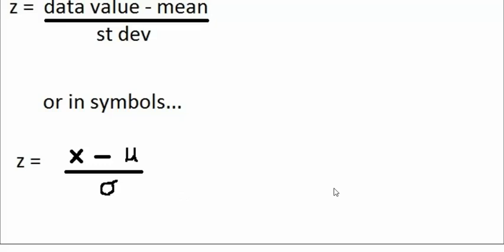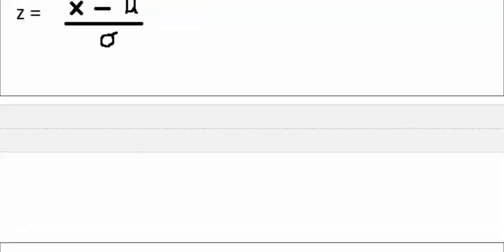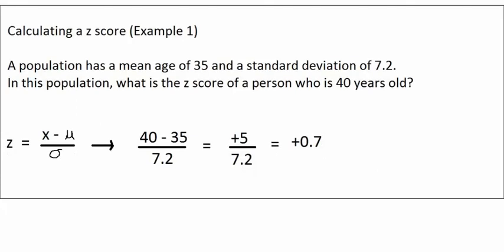So here's our first example of calculating a z-score. We're imagining that a population has a mean age of 35 and a standard deviation of 7.2. And what we want to know is, in this population, what is the z-score of a person who's 40 years old? In this question, we're going to be turning this age of 40 into a z-score to get this person's z-score. So what we do is we take 40, the age that we're interested in, we subtract it by the mean of 35, and divide by the standard deviation of 7.2.